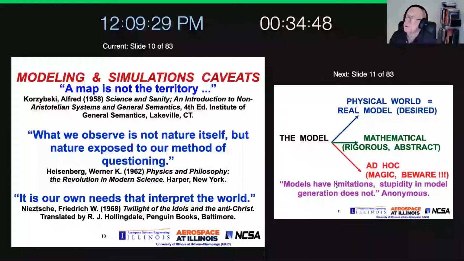Heisenberg, the uncertainty principle guy, is very true with his statement. In other words, we look at nature and what we see is what we believe, and that may not be the real thing. And finally, Nietzsche, who preceded them all, although the book that I'm quoting here is much later than either of the other two, says basically the same thing. And that is, we see what we want to see and what we can use, which is not necessarily the real thing.